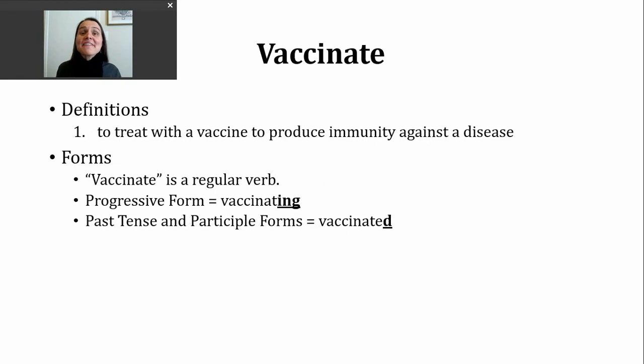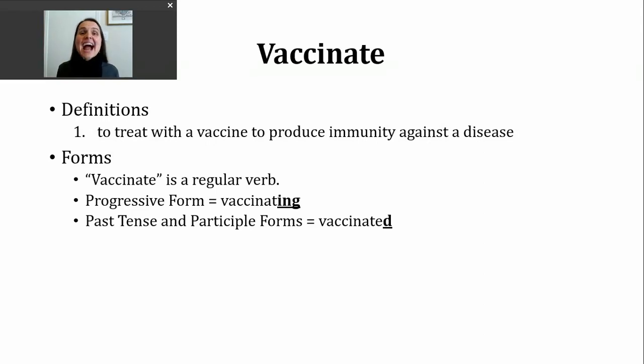You should know that vaccinate is a regular verb. To make the progressive form, you're going to drop the E and then add ing to form vaccinating. To form the past tense and participle forms of this verb, all you need to do is add D, and that's because this verb already ends in an E. The base verb, vaccinate, ends in a T sound, so our past tense ending is going to make an id sound.